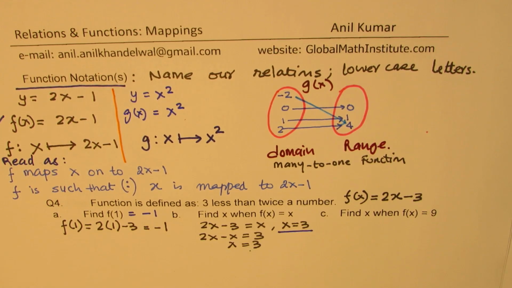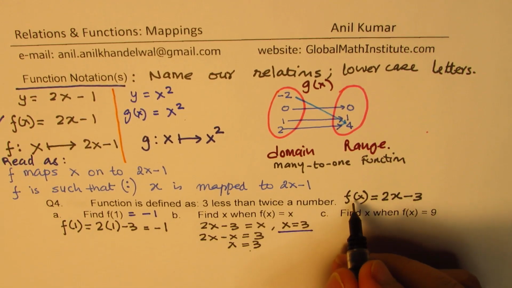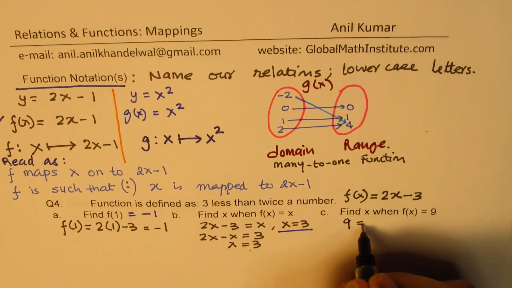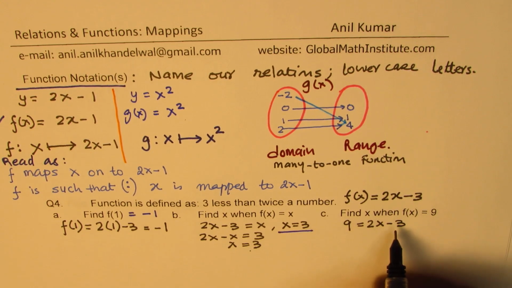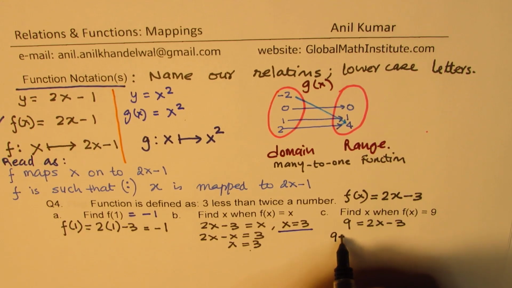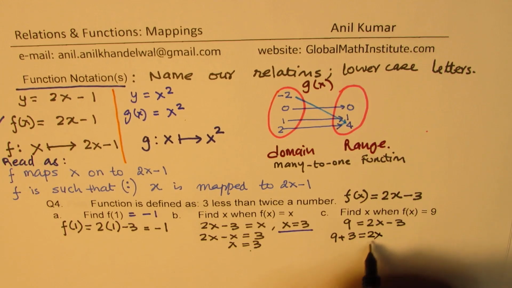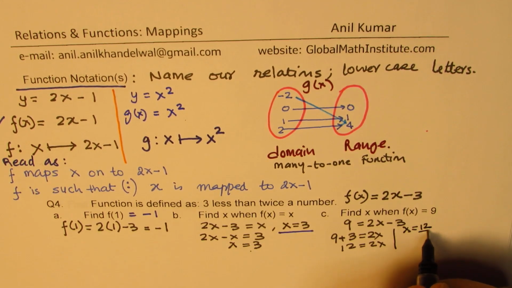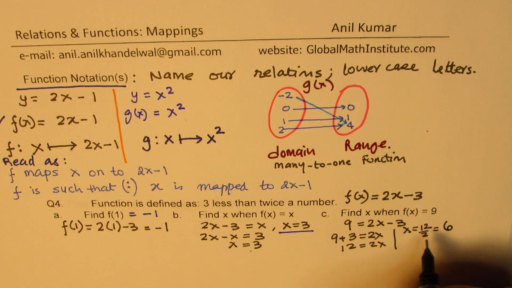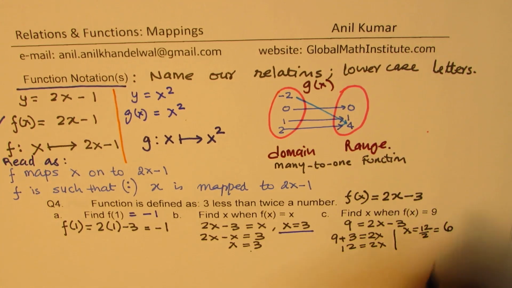Now, part C here is find x when f of x is 9. So when I say f of x is 9, that really means that we'll replace f of x with 9. We say 9 is equal to 2x minus 3. We have to find the value of x. So do the reverse operation. 9 plus 3 equals 2x, and that is 12 equals 2x, and that gives you the value of x as 12 over 2, which is 6. So the value of x is 6.